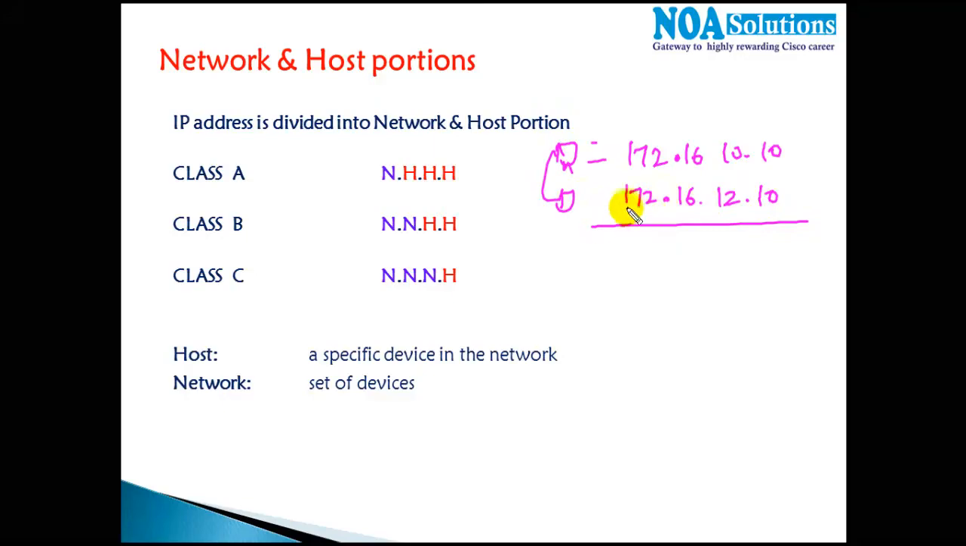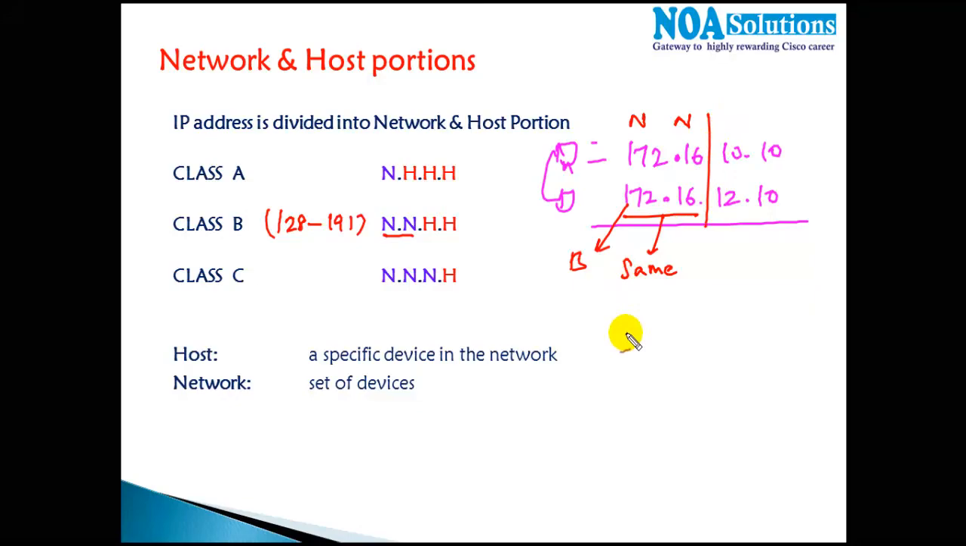First, identify the class. So the range 128 to 191 belongs to B class, and it's a B class address. In the B class there are 2 network portions. In order to be in the same network, the network portion has to be same. Now here they are same, so we call them the same network. Why? Because the first 2 portions are network, and they are same.